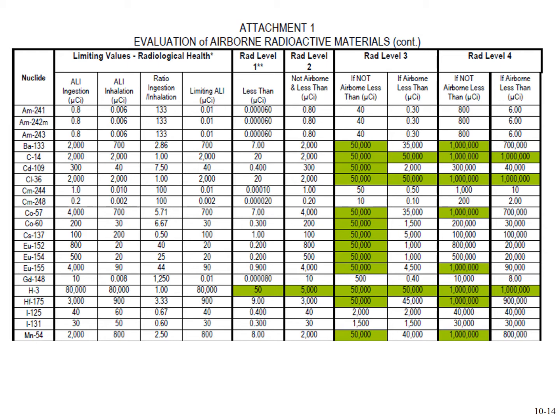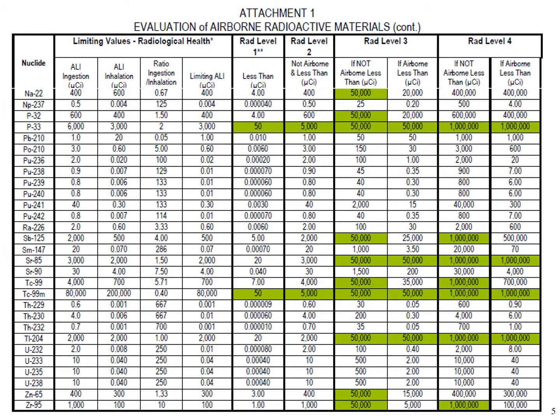Data is also shown here for radionuclides that we frequently work with: the ALI ingestion level, ALI inhalation level, and then the rad levels associated with a given activity, and the activity is listed in microcuries. And you can have rad safety 1, 2, 3, whether it's airborne or not, and rad level 4, whether it's airborne or not. And again, radionuclides are listed from americium to zirconium. All this data is available, and you could use this data to calculate the necessary radiation level that you would be working with in the laboratory.